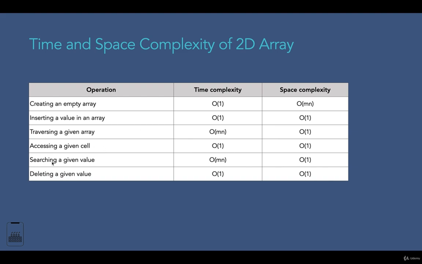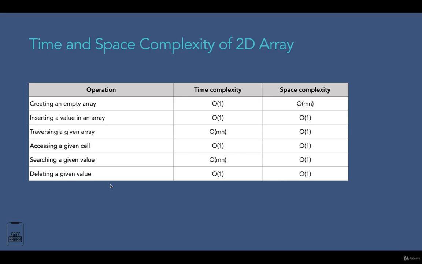Now the next operation is searching a given value in the array. As we mentioned, there are many searching algorithms for searching a two-dimensional array, but in this case we have explained only linear search. So this means that in the worst case, if the element does not exist in the two-dimensional array, we have to visit all elements of the two-dimensional array. And we have already mentioned that visiting all elements means traversing all elements, and this takes O(mn) time complexity, where m is the number of rows and n is the number of columns. Now the space complexity for this operation is O(1) because extra space is not required here as well.